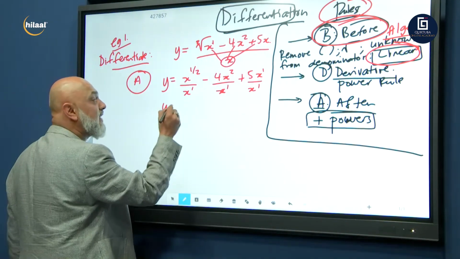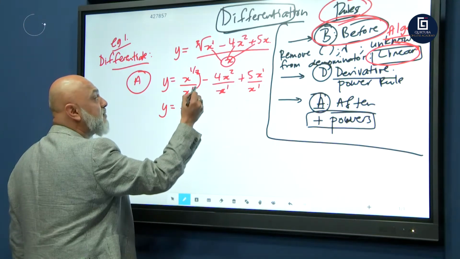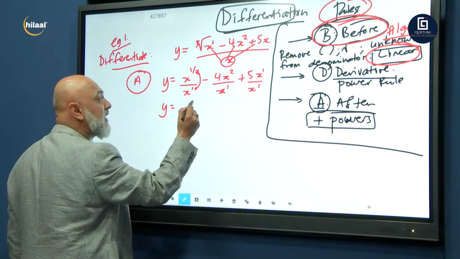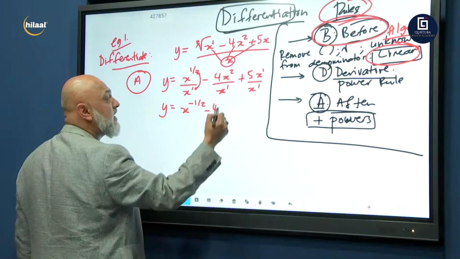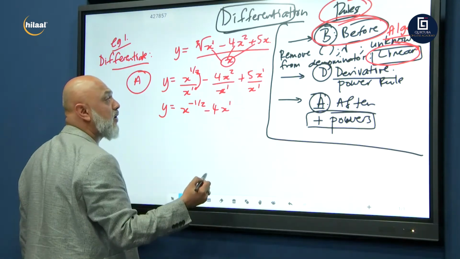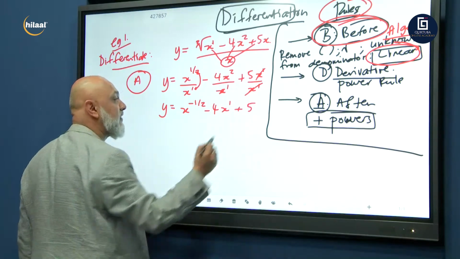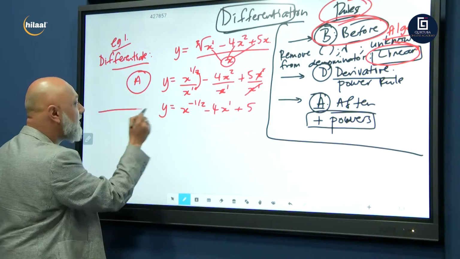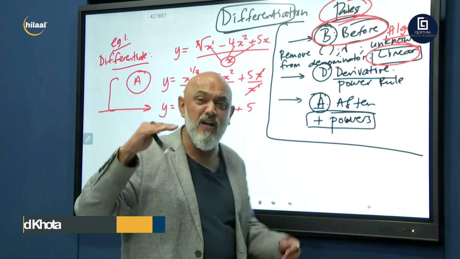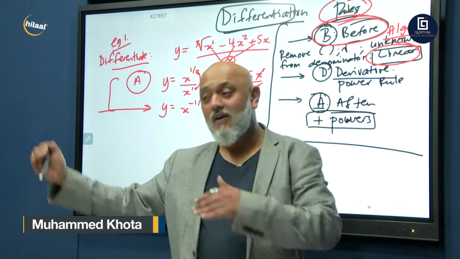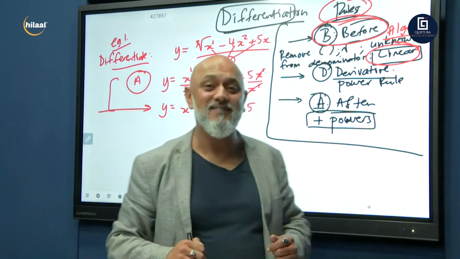So therefore, y is equal to x to the power, when you're dividing and bases are the same, you subtract the powers. So a half minus 1 is minus a half. Minus 4, x to the power 2 divided by x to the power 1 is x to the power 1. Plus, x and x will cancel, you're left with 5. There we go. That's the before part. That's the before part. That is, we've now put all our people, all our victims, in a straight line.